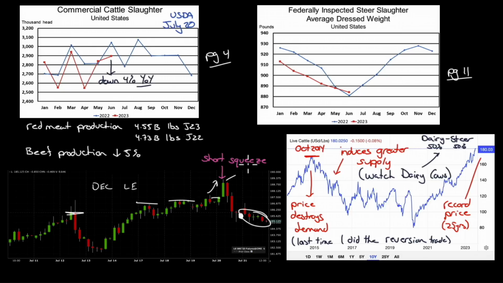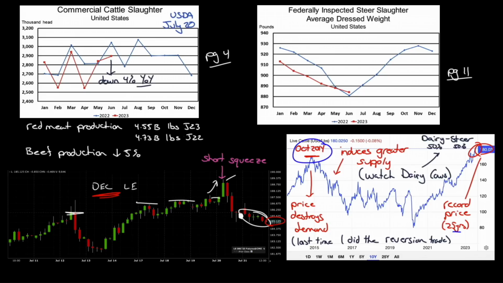If you zoom out, look at a 10-year chart. Here is where we finished at the end of the week on the front month. This is the December contract, so this price here won't match this price here, but this is the front month. Record price in 25 years. I've got a 10-year chart, but if you click on 25, you go all the way back. It's a record price. This is October 2014. This, by the way, was the last time I did this reversion trade where I went long hogs and short cattle.